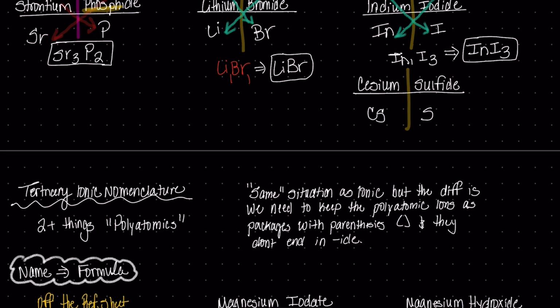And the same principle here, we got cesium sulfide. Cesium is squarely in 1A, so that's a +1. And sulfide is squarely in 6A, so that's a -2. Drop and swap and reduce if possible.